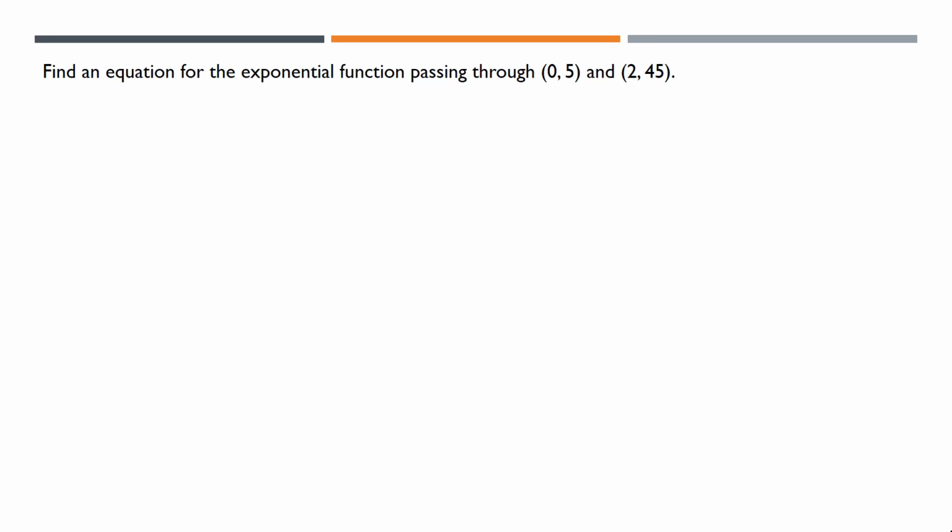It looks like this is an exponentially increasing function because at 0 our output is 5 and at 2 our output is greater, 45. So it should have a base greater than 1 if we write it as an exponential function. One thing that's nice here is we're given our y-intercept, and so that tells me that in the form y equals ab to the x, my a value is 5. So I can start with this.